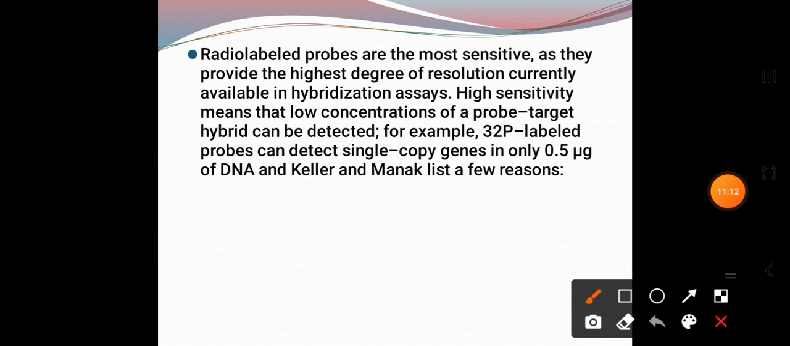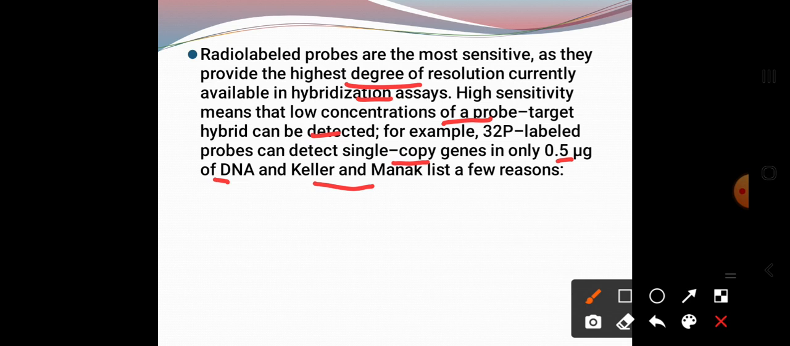Radioactive labeled probes are the most sensitive. They provide the highest degree of resolution. They can detect a small amount of a gene or target present in the sample because of the high degree of resolution available in the hybridization assay. High sensitivity means a low concentration of probe-target hybrid can be detected. For example, phosphorus labeled probes can detect a single copy of a gene in only 0.5 microgram of DNA, and Keller and Manak have listed some reasons.